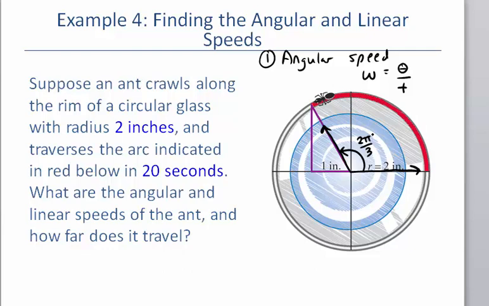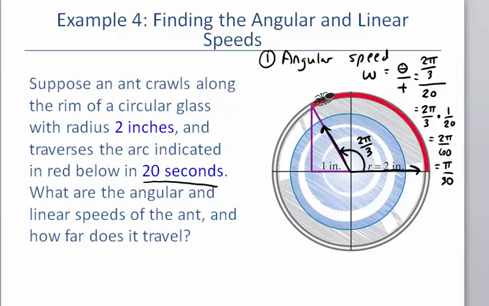All right, so 2 pi over 3 is our angle, and we know that our time is 20 seconds. And so we're going to plug this in. So I'm going to put a 2 pi over 3 in for my angle, and I'm going to put 20 in for the time. All right, so we are going to write the 2 pi over 3 down, and we're going to multiply by the reciprocal of 20, which will be 1 over 20. So that's going to give me 2 pi over 60, or pi over 30.